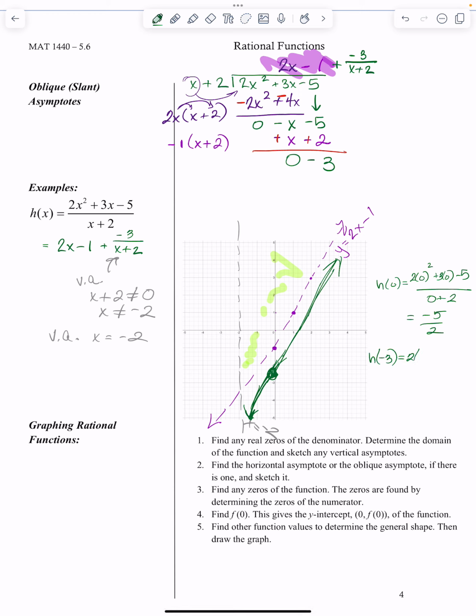Because I'm limited on space here, -3 squared is 9. I'm going to shortcut. Plus 3 times -3. So I got 18 minus 9, which is 9. 9 minus 5 is 4. So at -3, I get -4. So -3, -4. That makes sense. We're going to come out here and up this way.